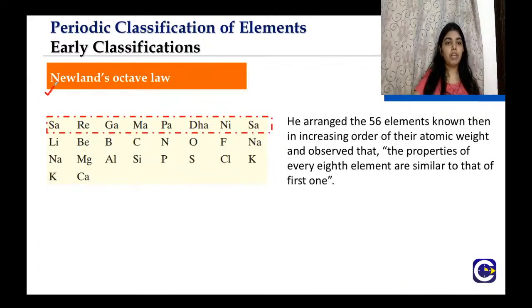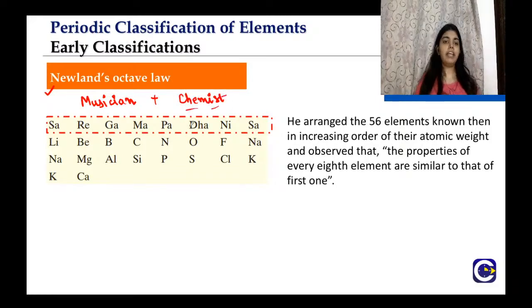Next came Newlands' octave law, right? Newlands was a musician, he loved music, and also he was a chemist, right? So basically he interrelated the two. In music we have 7 notes, known as sa re ga ma pa dha ni sa in Hindi and do re mi fa sol la si do in English, right? So he arranged the 56 known elements in the increasing order of their atomic weight.